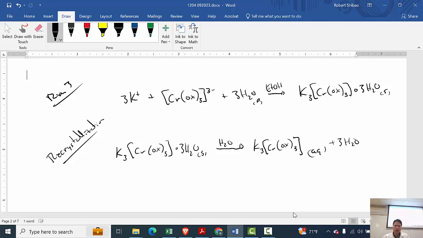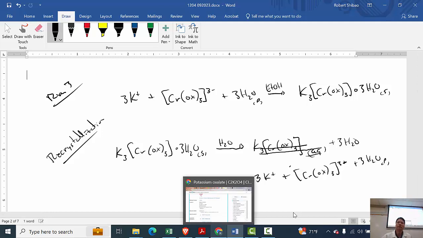This aqueous solution here is a strong electrolyte, so it's going to break apart. Probably should have broken apart completely earlier. In fact, let's go ahead and just write it as the solution here.